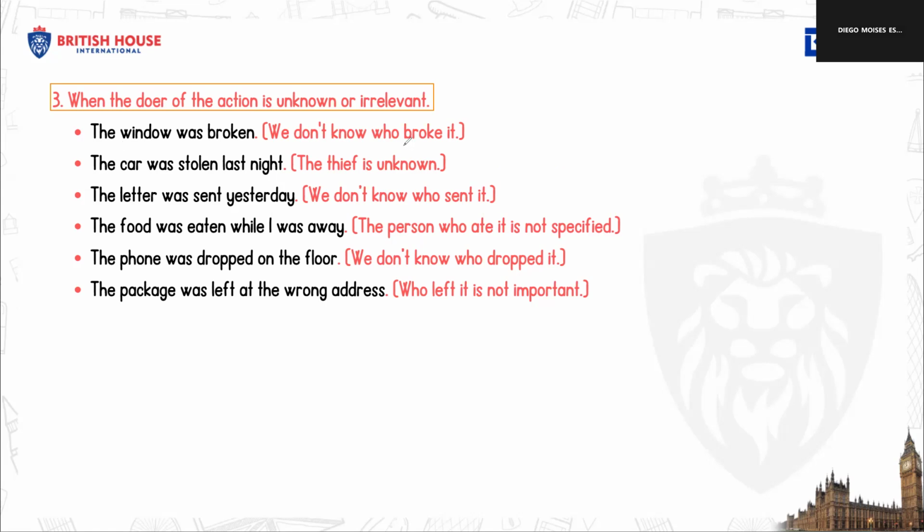We don't know who broke it. The car was stolen last night. We don't know who did it. We assume it was a thief, but we don't know exactly the name of the person, right? So as it is unknown, we can use passive voice. The letter was sent yesterday. Well, it's not important. We don't know who sent it. It's irrelevant, or well, we are focusing on the action that the letter was sent. It doesn't matter who did it. So everything is related.